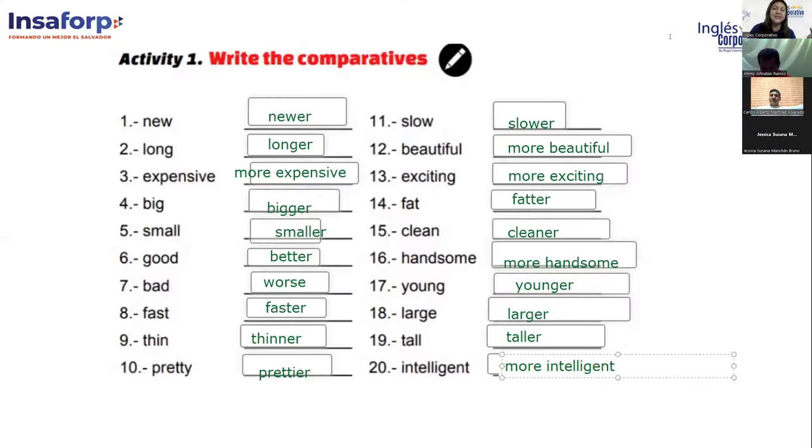So you see, it's very easy. Long adjectives, you add more. Short adjectives, you add er.